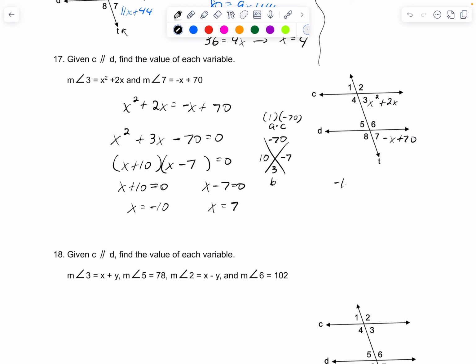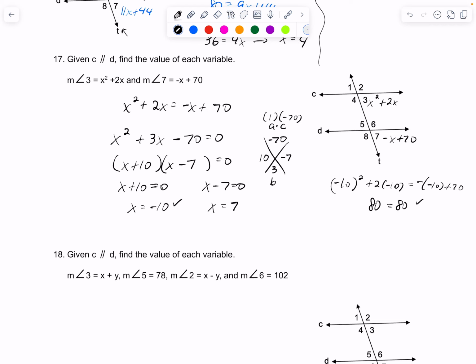So I have negative 10 squared plus 2 times negative 10 is equal to the opposite of negative 10 plus 70. So that's 100 minus 20 is 80. That's 10 plus 70 is 80. That works. All right, so this one works.